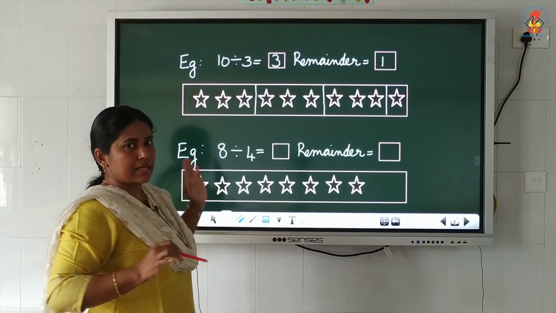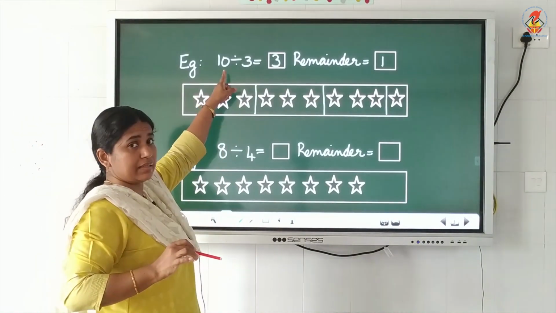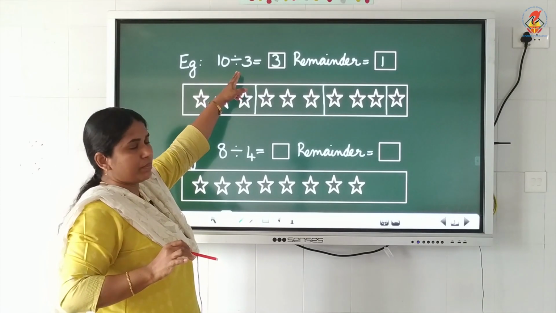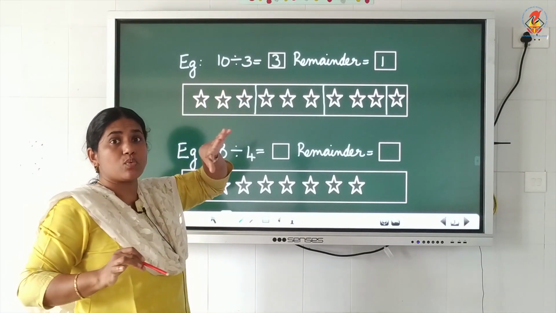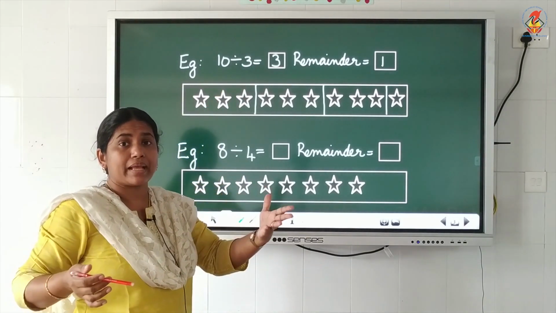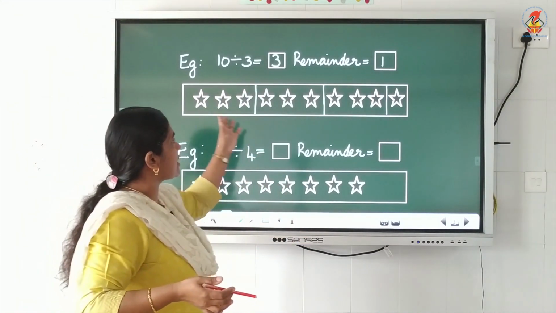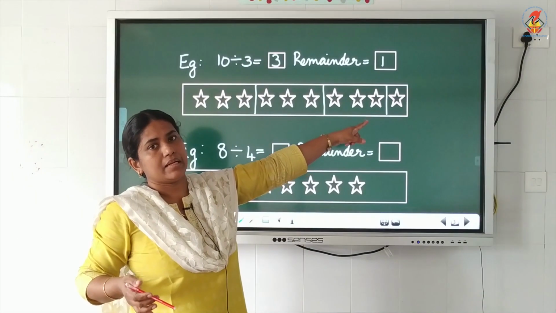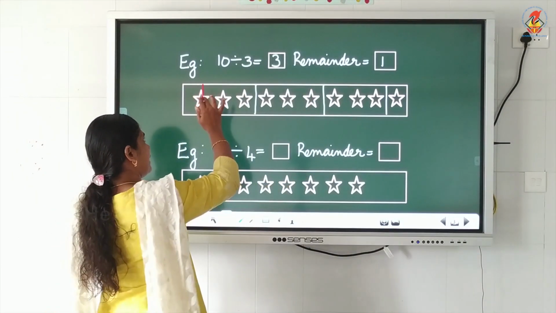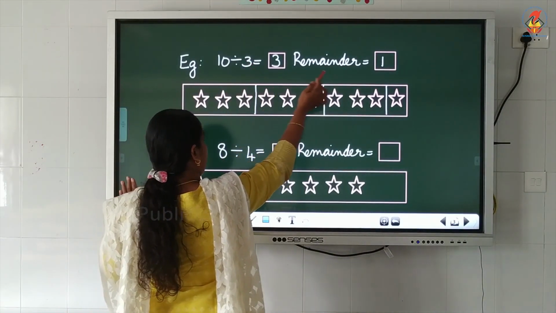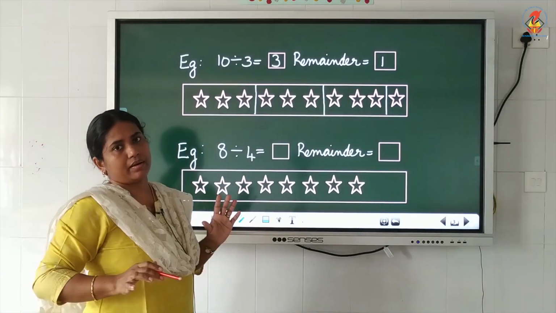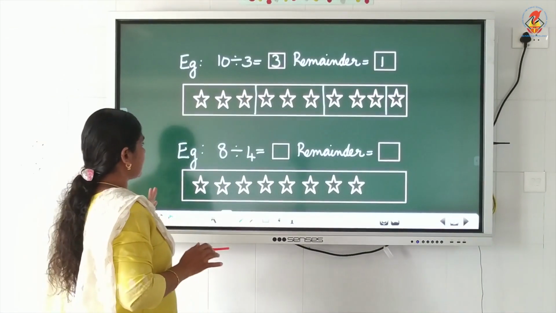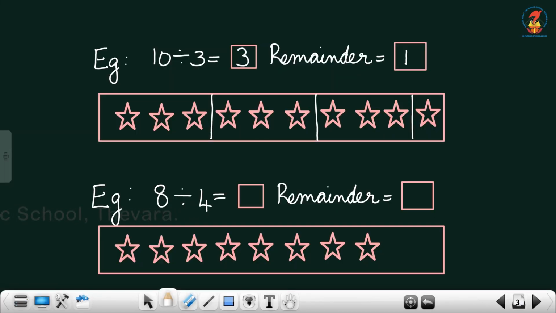One group of stars is given here, 10 numbers are there and we want to make them into 3 equal groups. We are trying to make them into 3 equal groups. I made 3 groups, but after that 1 star is remaining there. So, we can write like this, 10 divided by 3 is equal to 3 and remainder 1. Is it clear? Now, look at the next example, 8 divided by 4.